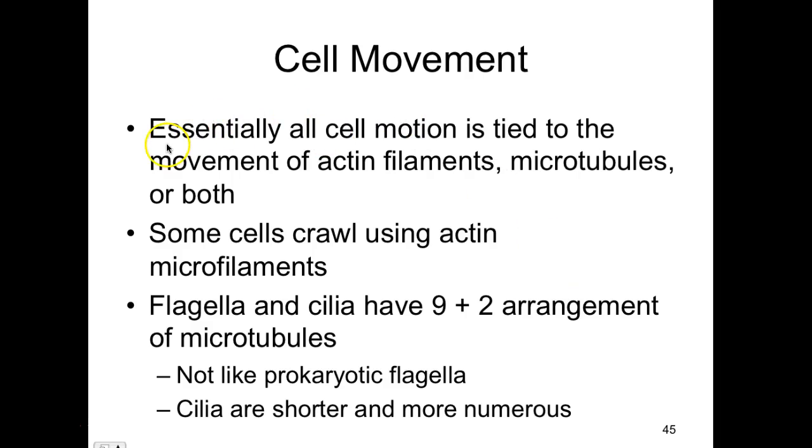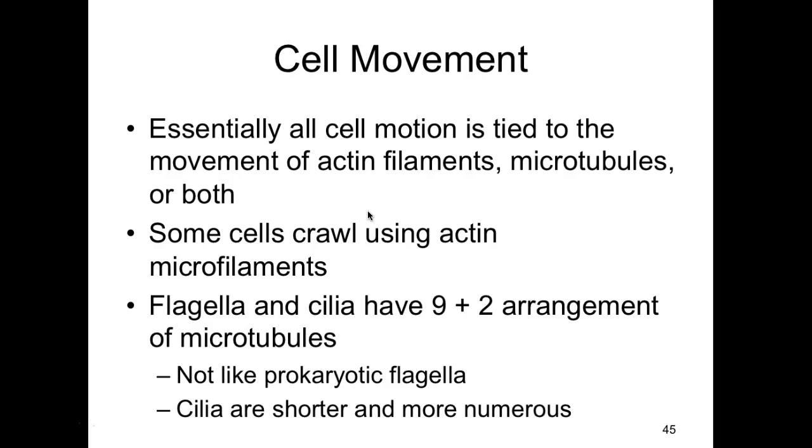Cell movement is essentially all cell motion is tied to the movement of actin filaments, microtubules, or both. Some cells crawl using actin microfilaments. You also have the flagella and cilia, and flagella and cilia are going to have a 9+2 arrangement of microtubules, which is separate from that of the prokaryotic flagella. The cilia are shorter and more numerous than a flagellum itself.